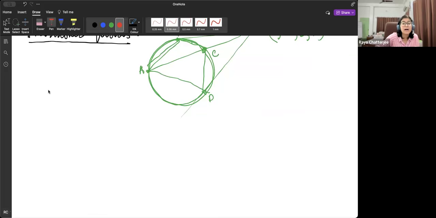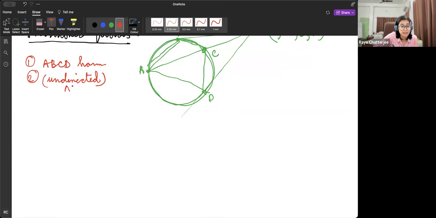So okay, I'll write a few statements for you, and we'll try to prove that these are equivalent conditions for a harmonic quadrilateral. The first one is ABCD harmonic, of course. And the second one is, undirected, I'll just put it in brackets, AB by BC.